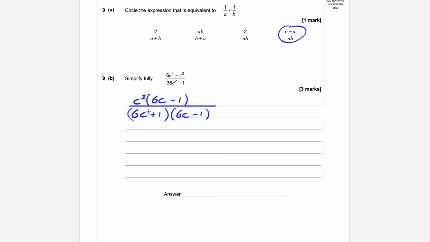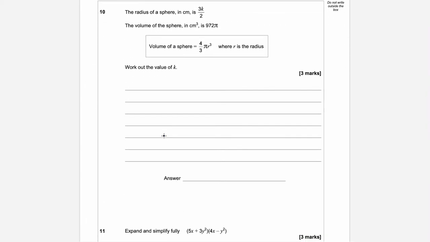So it's a difference of 2 squares because 36 is 6 squared. So it's 6c all squared minus 1 squared, which is this times this. Okay, these two cancel nicely, and we're left with c cubed over, sorry, I canceled the wrong one. This one cancels with this one. So we're left with c cubed over 6c plus 1. Okay, that's 9. Question 10.